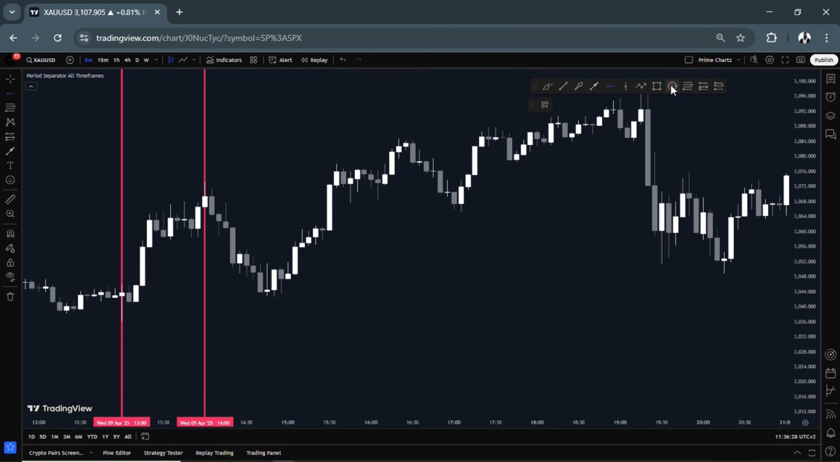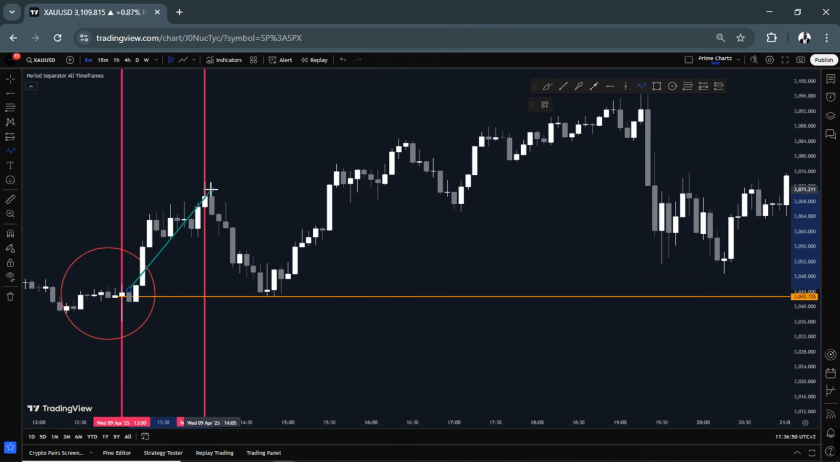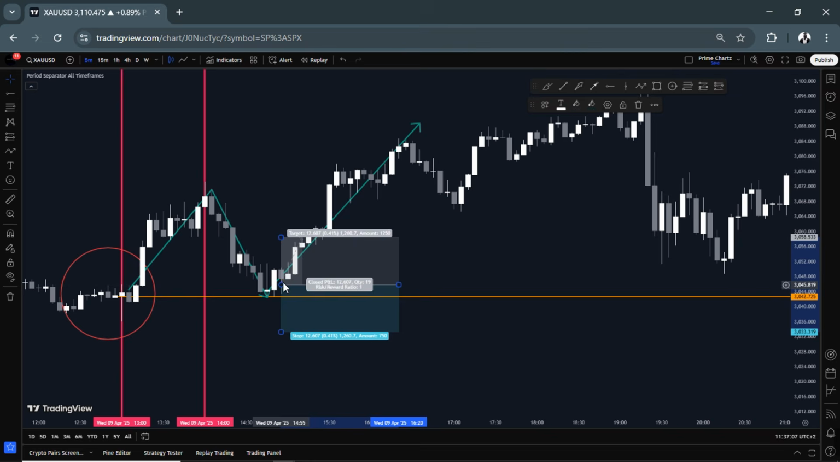But before we do anything else, let's not forget the horizontal line. We draw that right at the opening price of the 1 p.m. candle. Now here's where things get exciting. We saw price push up, then come back down to retest our opening price line. And what happened? Boom, clean rejection right at that level, and then a beautiful bounce back up. That's a textbook win.